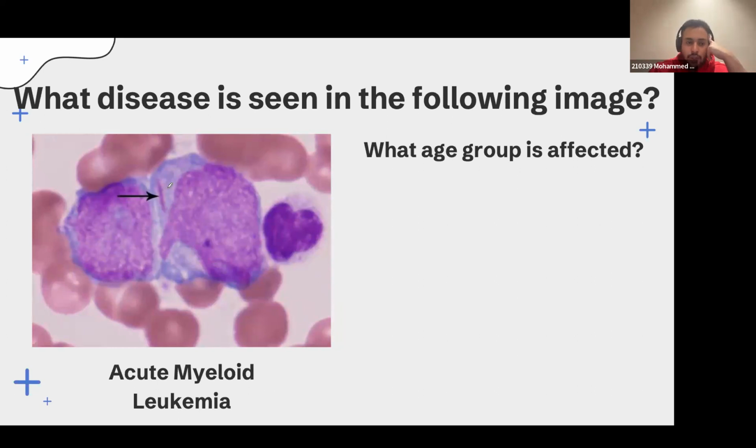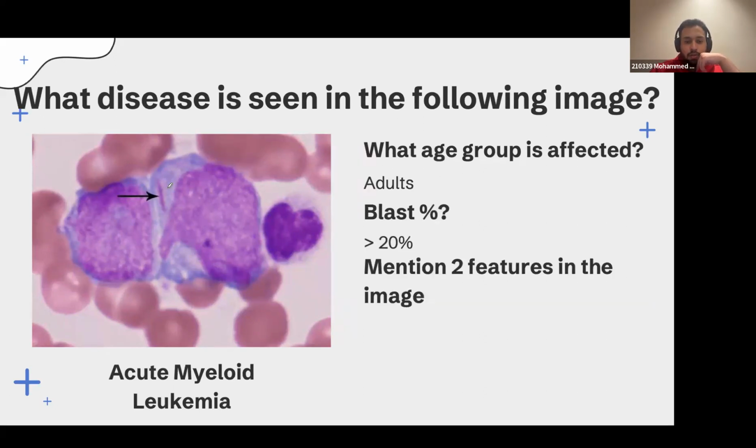What age group is affected? Adults. Good. Blast percentage? I mean, it's acute, so above 20. Mention two features in the image. Now, what's another feature of myeloid cells? What do all myeloid cells have in their cytoplasm? Granules. Good. Okay, perfect. That's pretty much that.